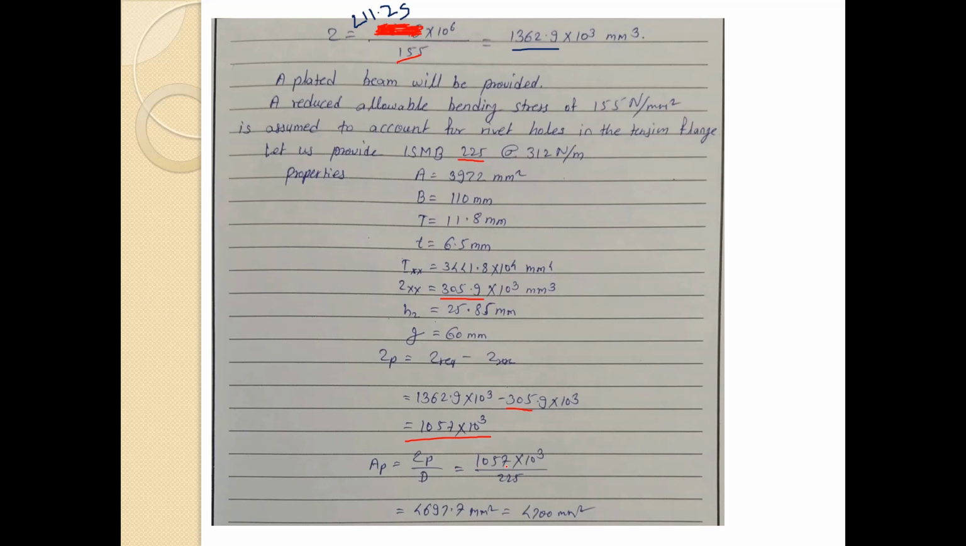Again putting the values, 1057 into 10^3 divided by 225, we get the area, that is 4697.7, so nearly 4700 mm^2.